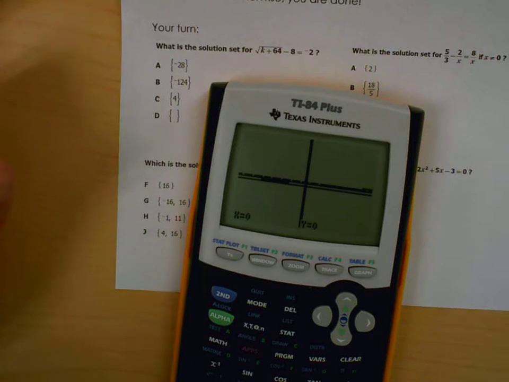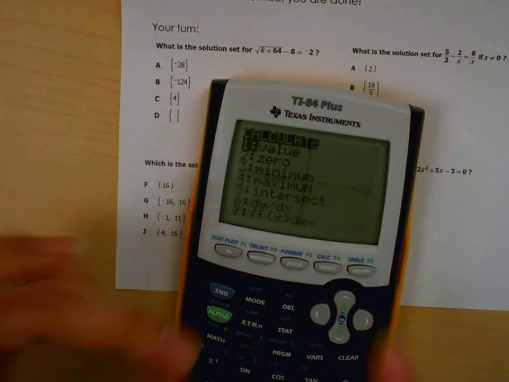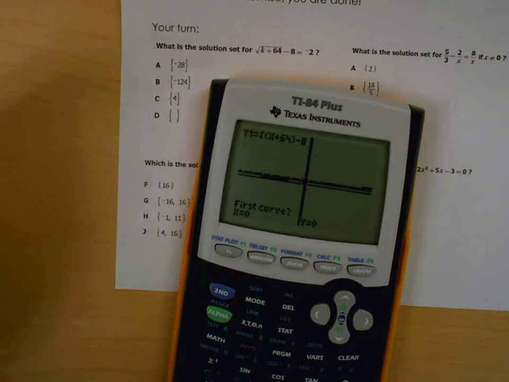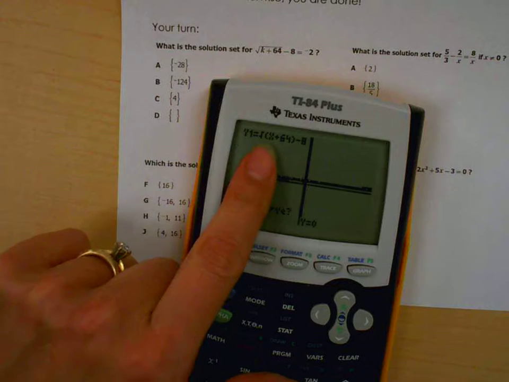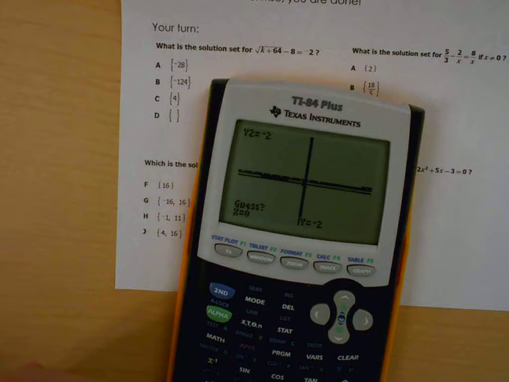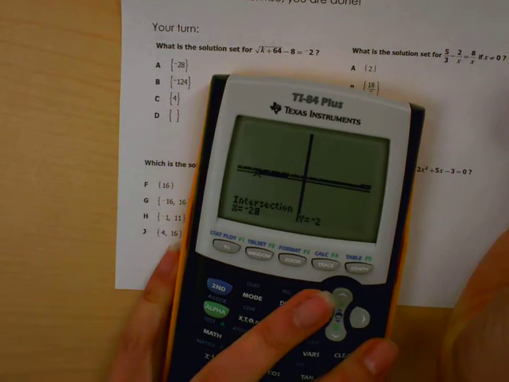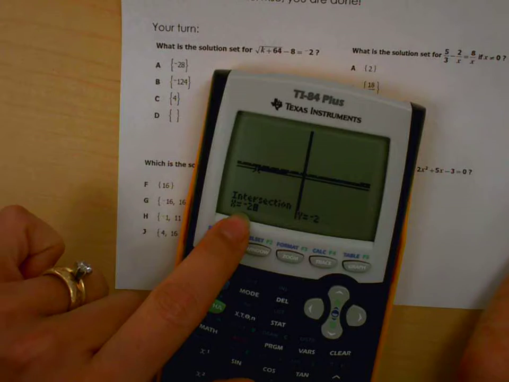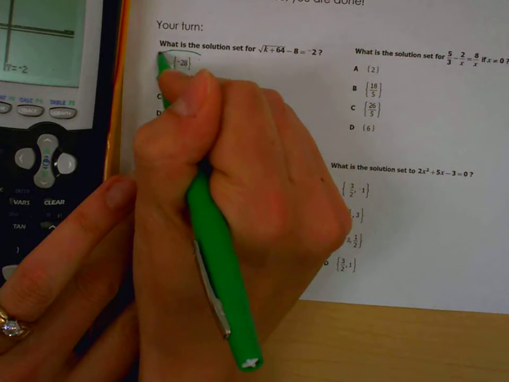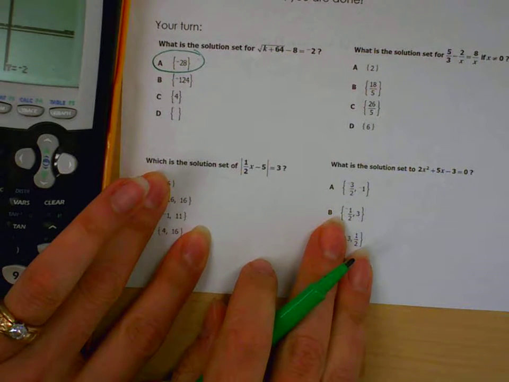So let's check. We're going to hit second calc or second trace, number 5 for intersect, first curve, there we go, that's my first one, enter, second curve, yep, enter, yes, we don't care, there's my intersection. So that's my answer. My answer is when x is negative 28, which means my answer is negative 28.